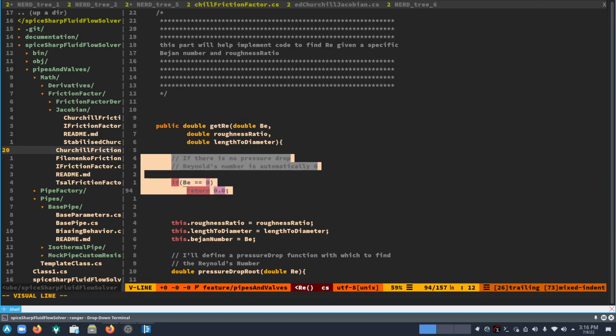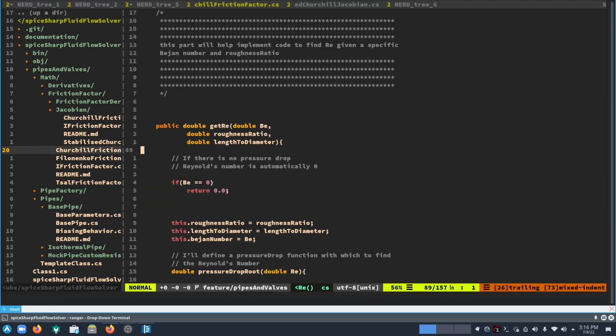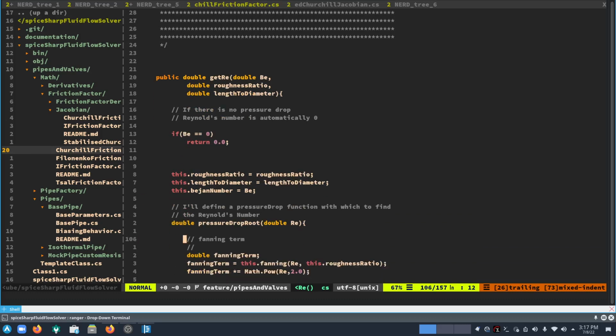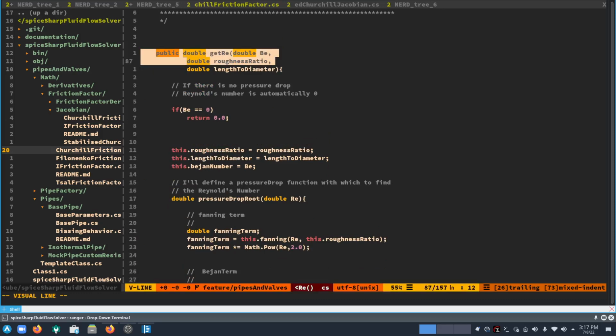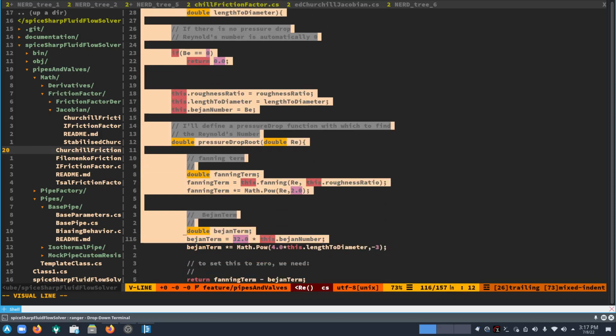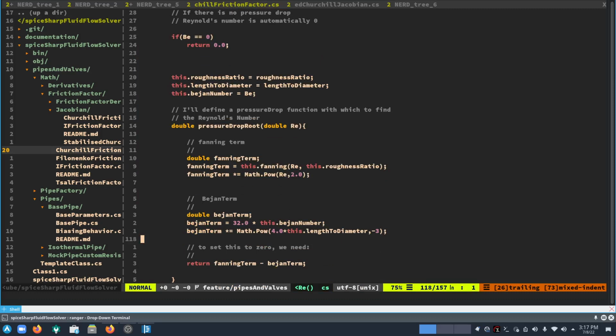This thing over here, just ignore first, because I had problems when the Bejan number is 0, meaning there's no pressure drop. Then this behavior will get very wonky, meaning the Reynolds number will be something like infinity or some undefined number which it cannot cope with. So this is how the getRE function works. The whole purpose is to get a Reynolds number from the pressure drop.